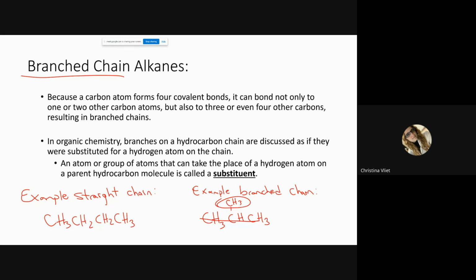This carbon that's hanging off has a fancy name. It's called a substituent. And so that's what this word, substituent, is. It's any group that replaces hydrogen on a chain. We call that a branch. It could be a carbon. It could be oxygen. It could be a chlorine. We call these substituents. So anything that's off the chain.